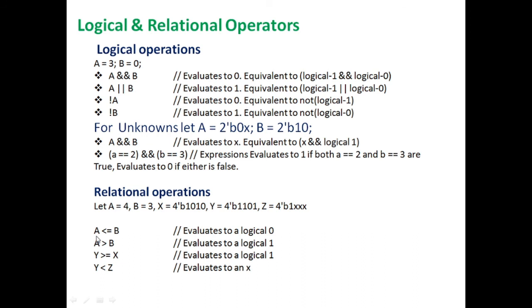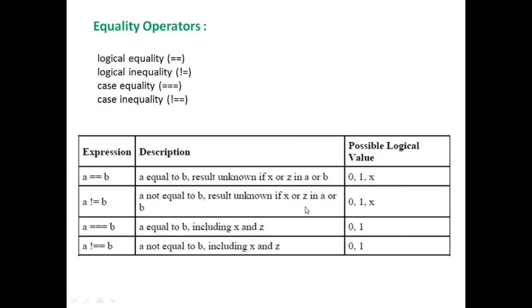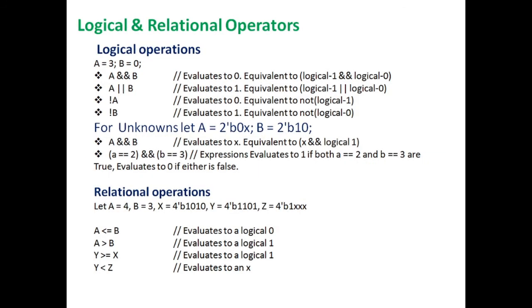So this one: a is less than or equal to b. A and b, no, b is the greater one. Is this true? Wrong. So here a is the greater one and b is the lesser one, so it evaluates to logic 0. A is greater than b, right? Y is greater than or equal to x. Yes, it is also right. And y is less than z. Z, I don't know what that is, because it is unknown, so I cannot predict the output. So these are about logical and relational operators.